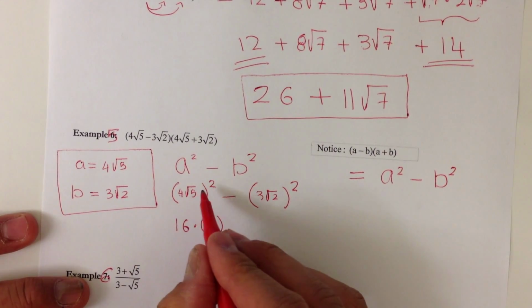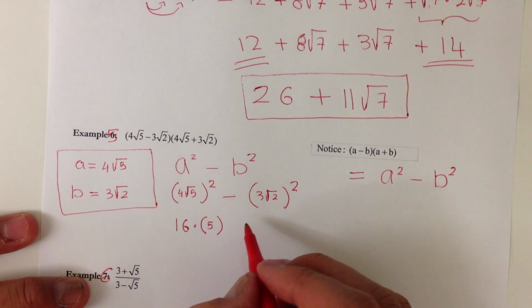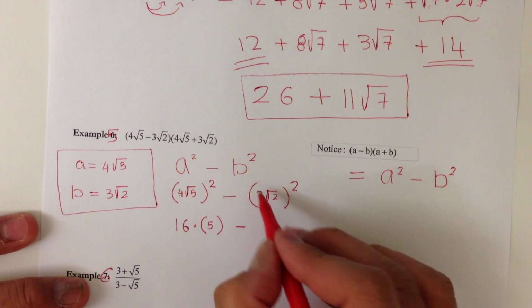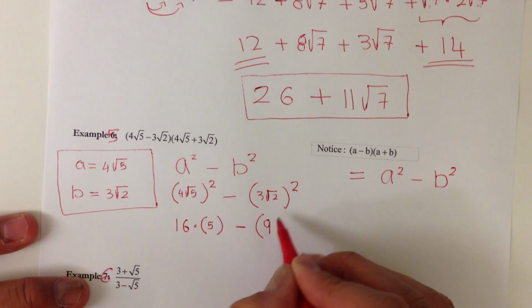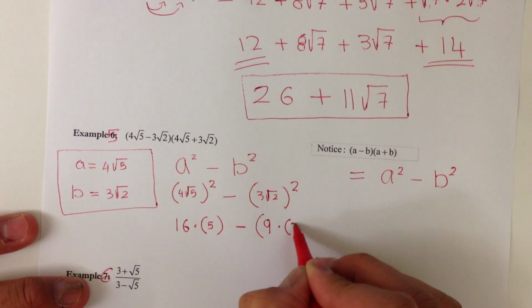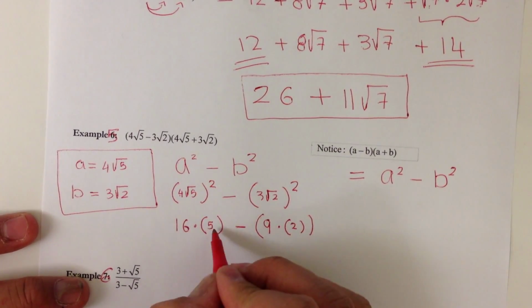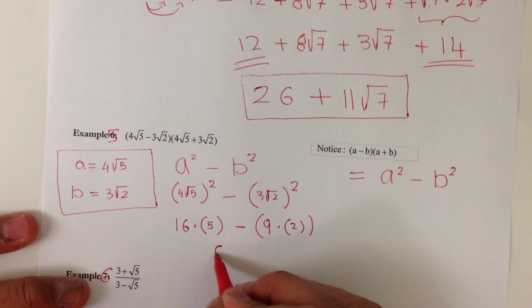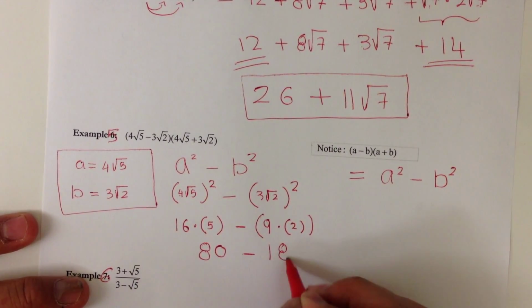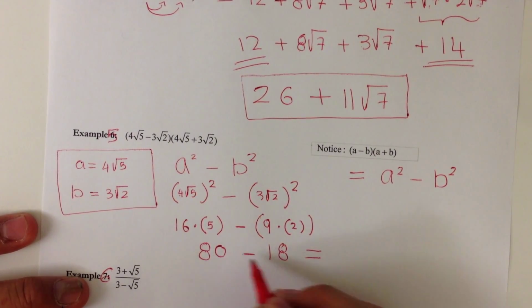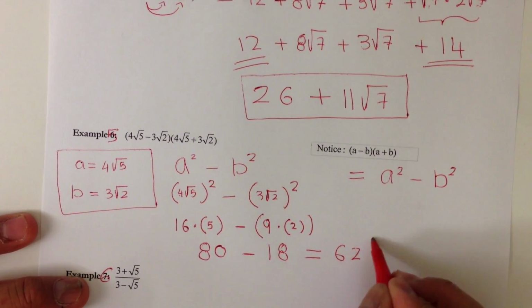This was the first property in section 6.1. When you square 3 you get 9. When you square rad 2 you get 2. This gives us 16 times 5, which is 80, and 9 times 2 is 18. So 80 minus 18 is 62.